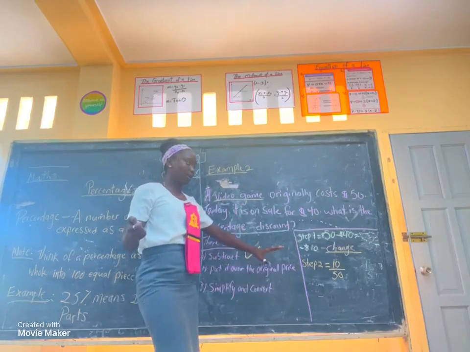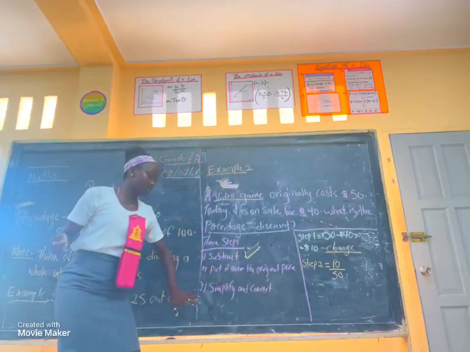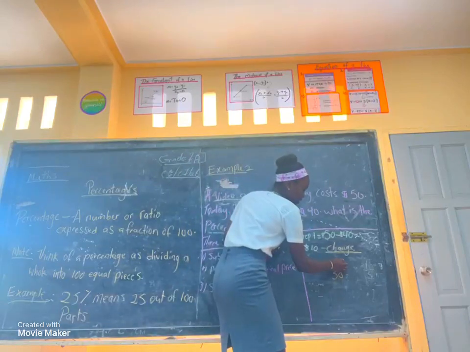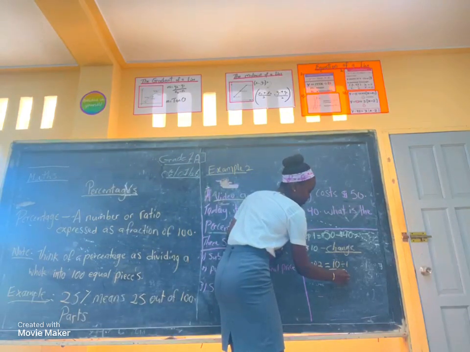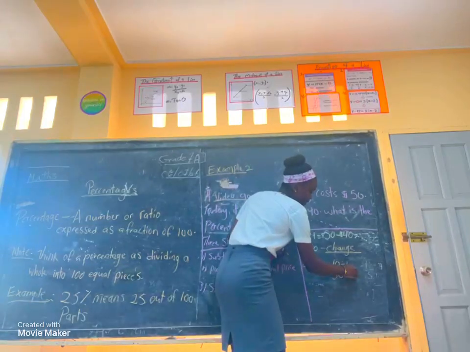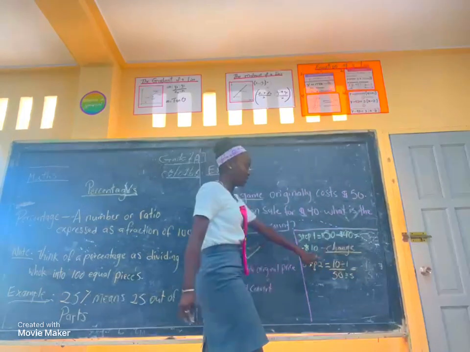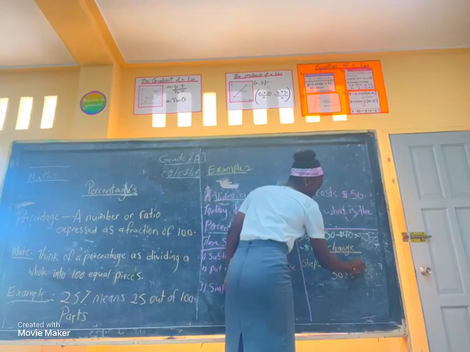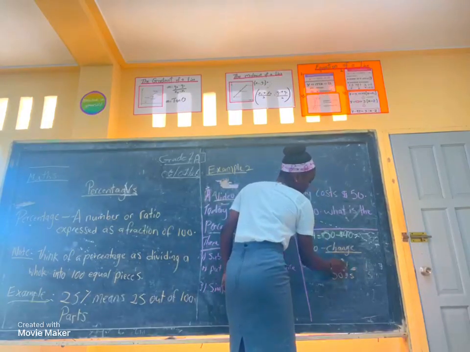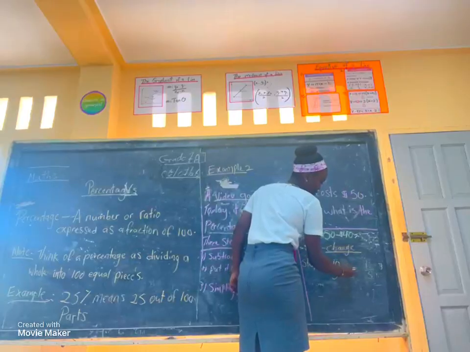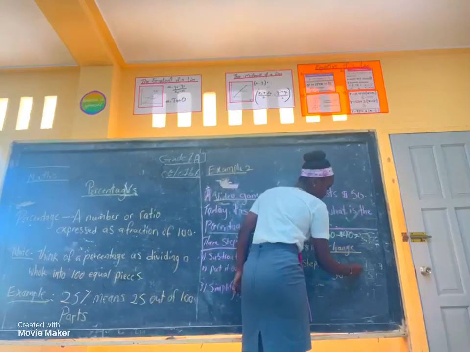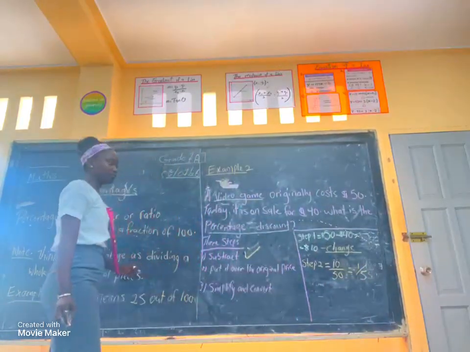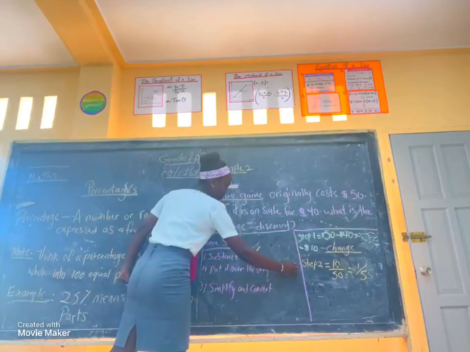Now, to break this down, in order to get your answer, we are going to simplify. 10 divided by 10 is 1, and 50 divided by 10 is 5. What we end up with is 1 over 5. Good. Now, finish with step 2.